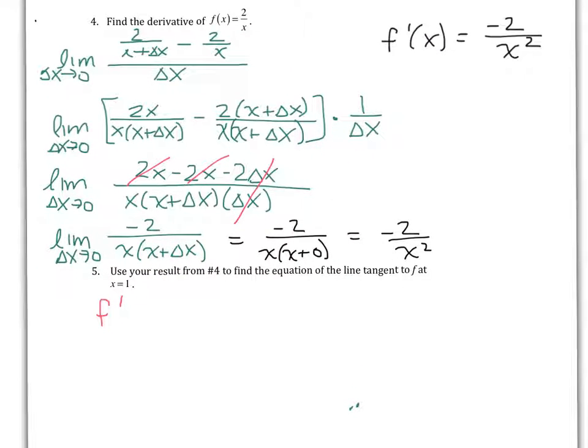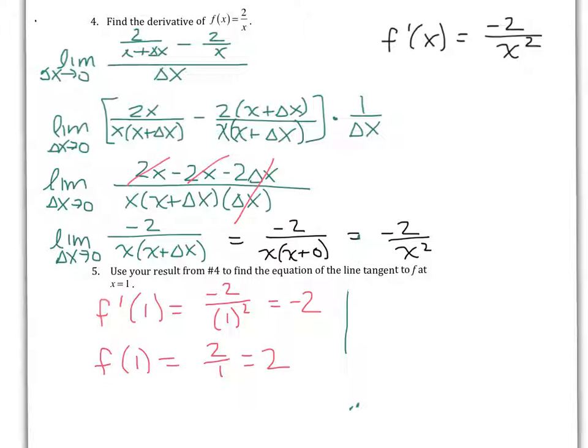Well, I want to know the slope at 1. So we're going to use f prime of 1 is equal to negative 2 over 1 squared, which is negative 2. So the slope of our tangent line when x is 1 is negative 2. And then we are going to find our point. I know f of 1 will be 2 over 1, which is 2.